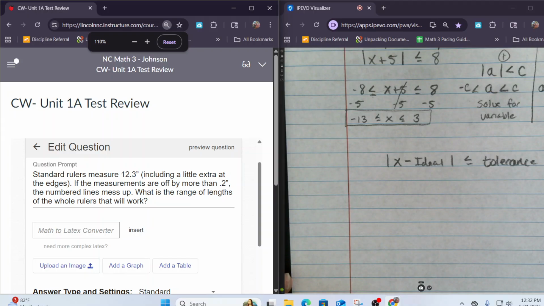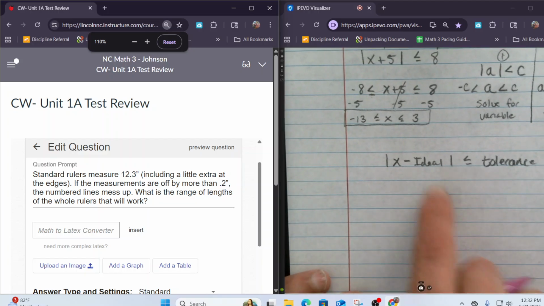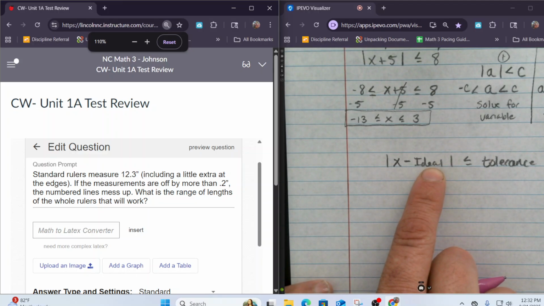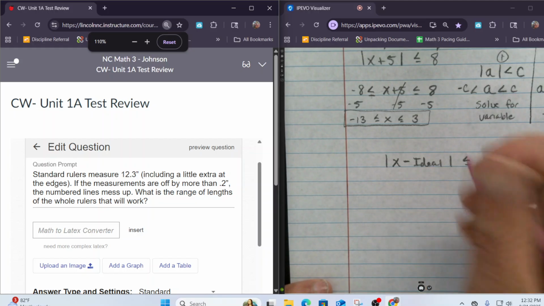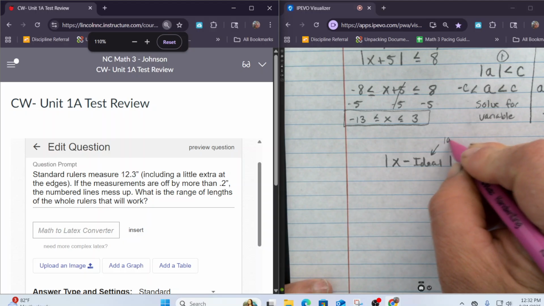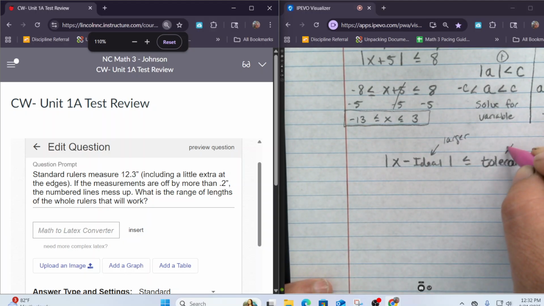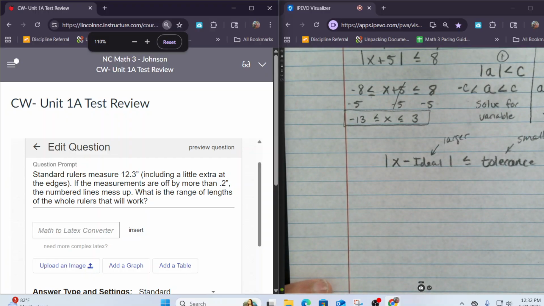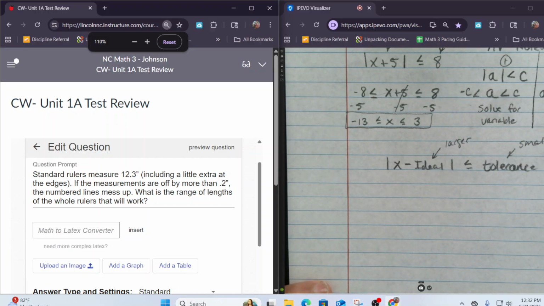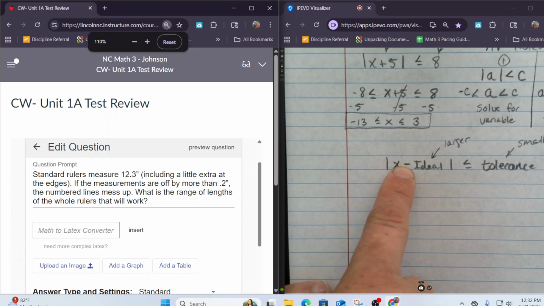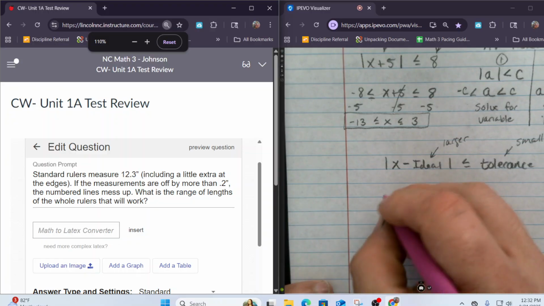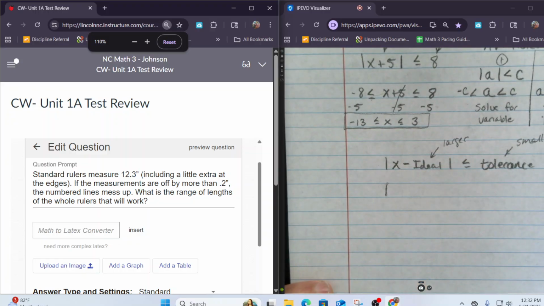Which is the ideal, always the largest number or the smallest number? The ideal is always the larger, right? So that means that tolerance is always a smaller one, right? It's not going to be different because that couldn't work. All right. Is that always a minus? Yes, always a minus.